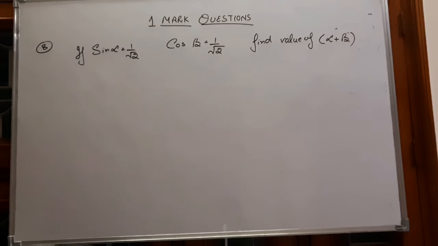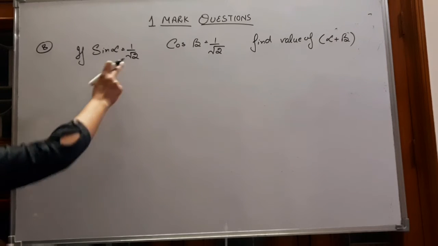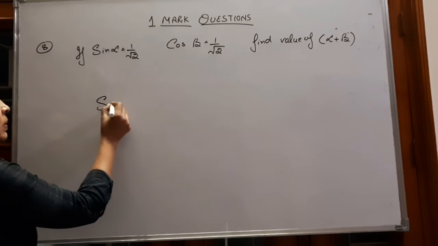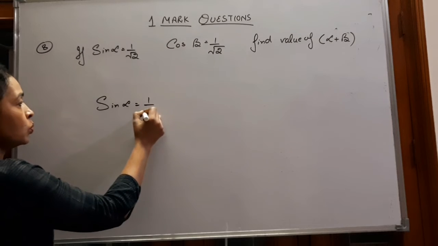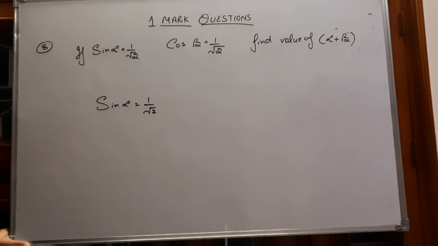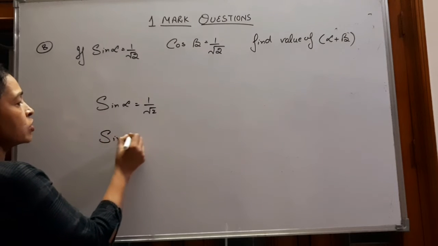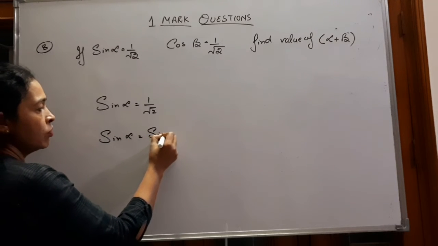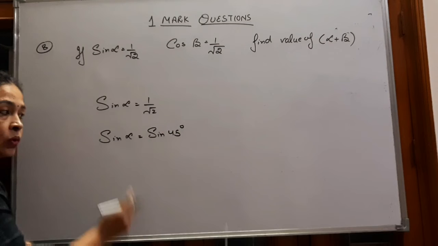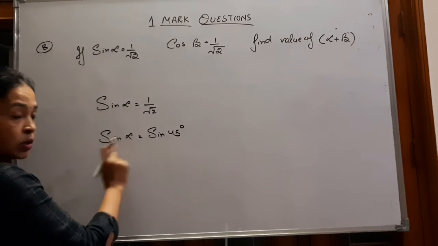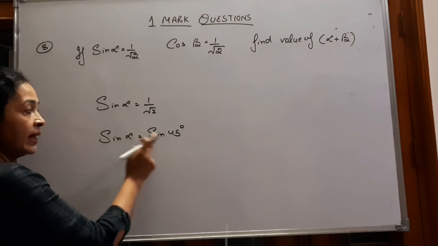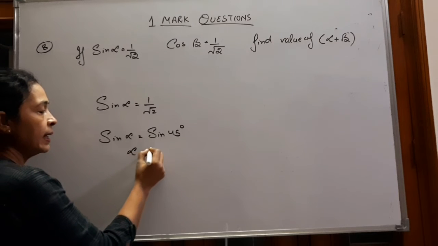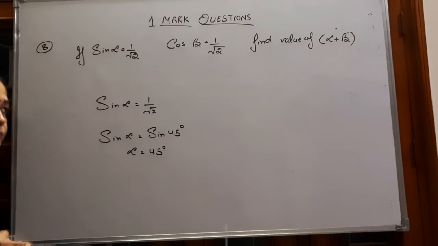If sin alpha equals 1 by root 2 and cos beta is 1 by root 2, we have to find the value of alpha plus beta. Sin alpha is 1 by root 2. Which value of sin is 1 by root 2? Sin 45 is 1 by root 2. In place of 1 by root 2, we can write sin 45 degrees. On equating both these sines, you will cancel them. What will we get? Alpha is 45 degrees.